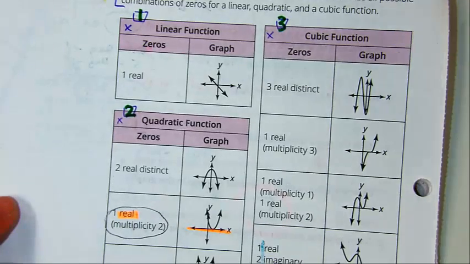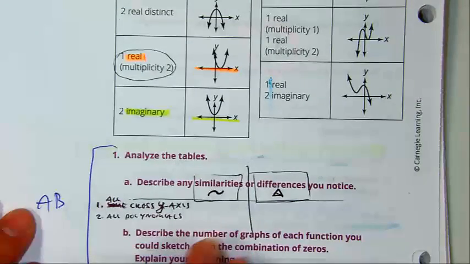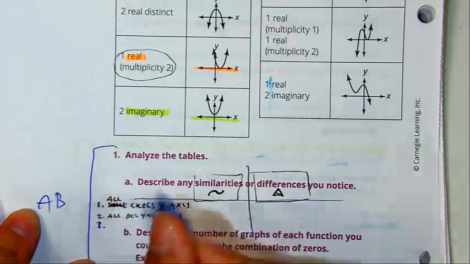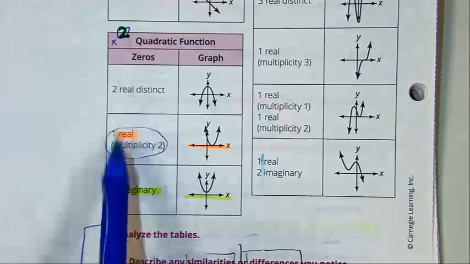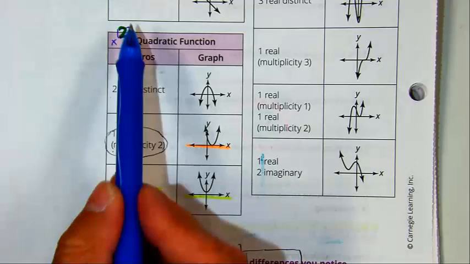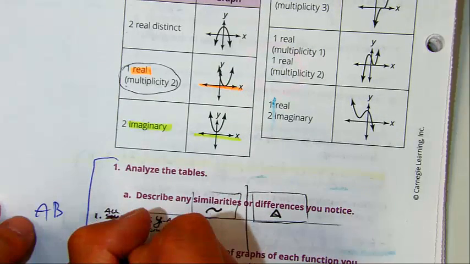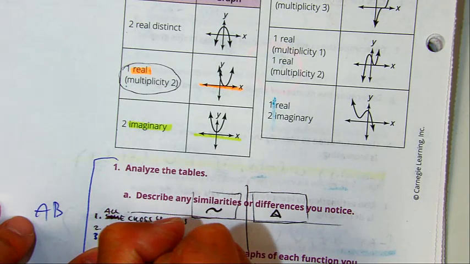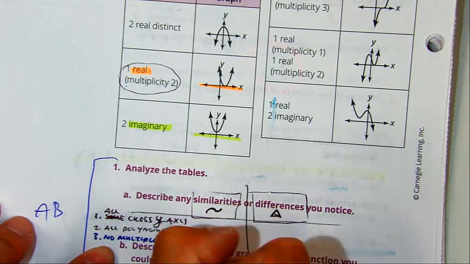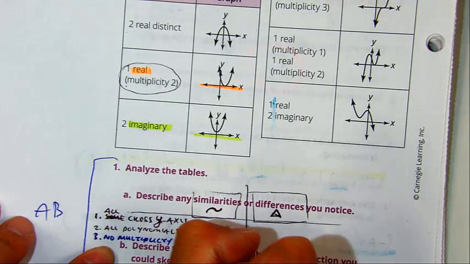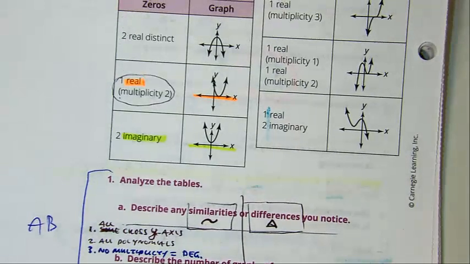So another similarity is that those with no multiplicity equals the degree. So no multiplicity equals the degree. Anyone notice any differences? Oscar, you raised your hand?